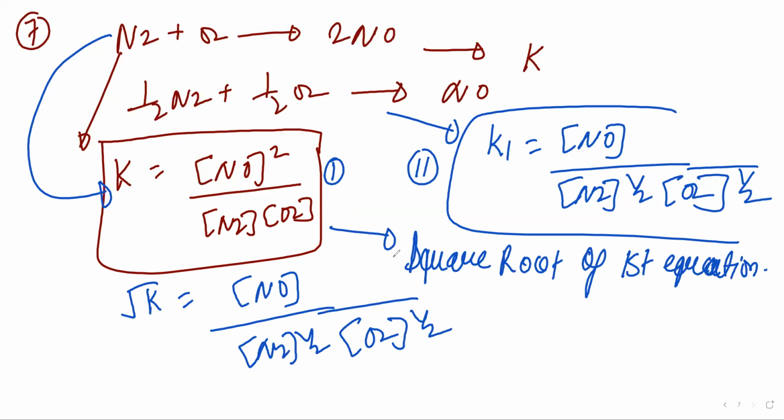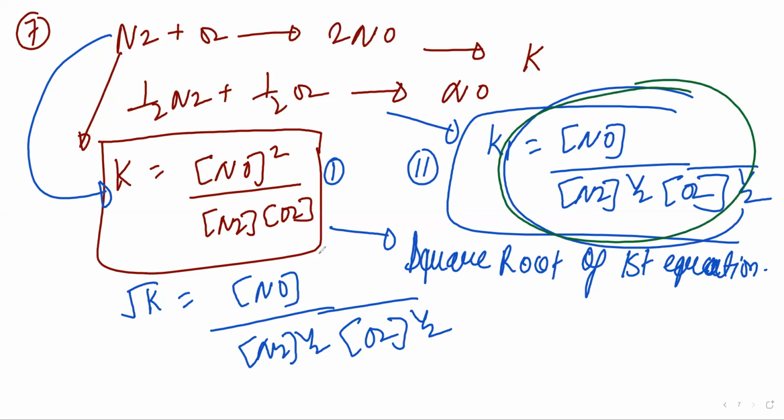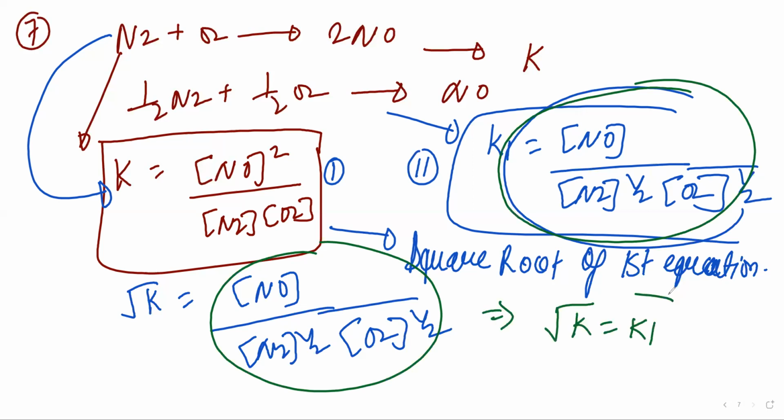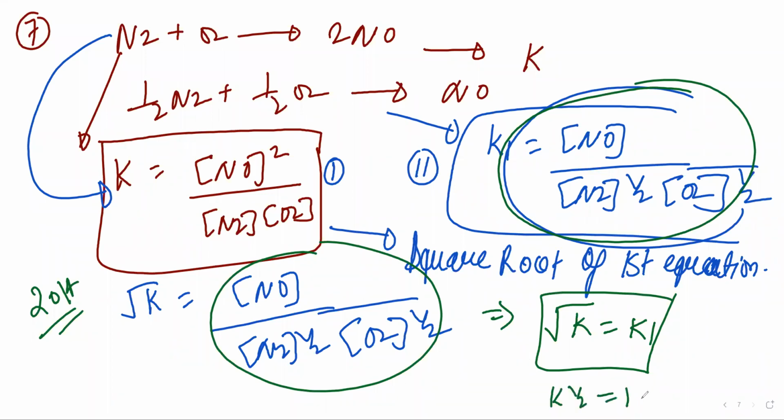So you can see from equation 2, the right-hand side is matching. So instead of this one, I can write K1. So under root of K is equal to K1. This will be the answer for that one. It was asked in 2014, so please write this one. And under root of K can be written as K raised to half also. So K1 is equal to K raised to half. This will be the answer for that.